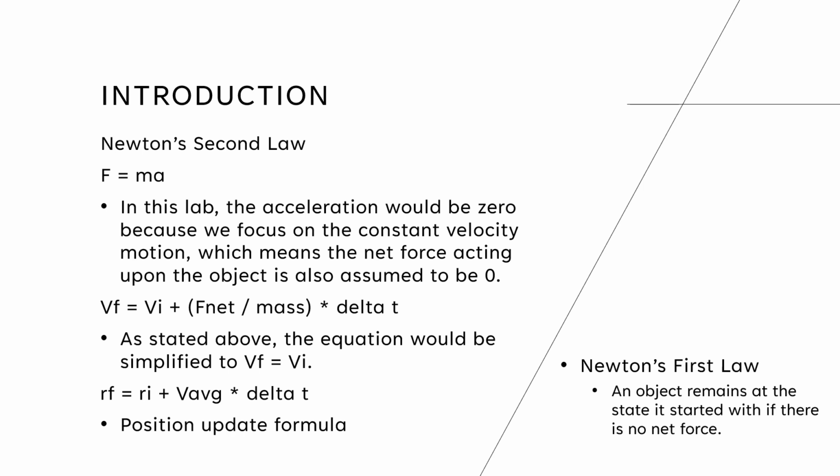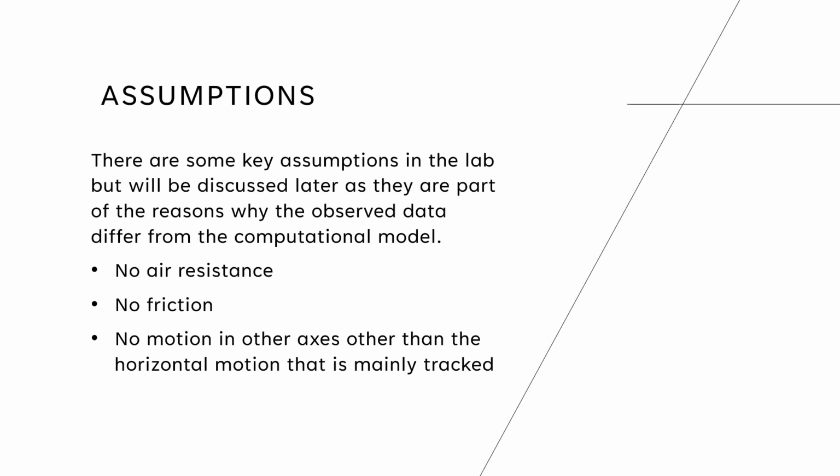And then the position update formula will be used as the final position equals the initial position plus the average velocity times delta t. And in this slide, the net force, acceleration, velocity, and position are all vectors, which I just didn't put the vector signs on. And then there are some key assumptions in the lab, but will be discussed later, which is there's no air resistance, no friction, no motion in other axis other than the horizontal motion that is mainly tracked.